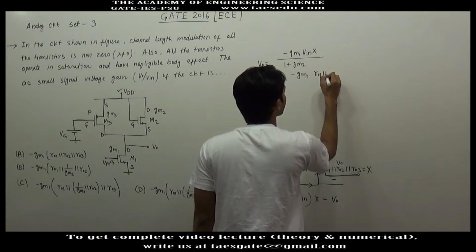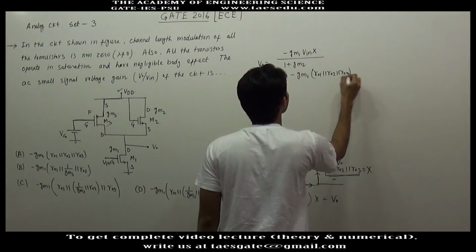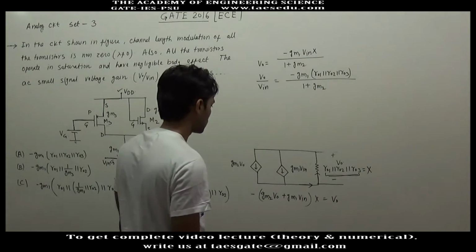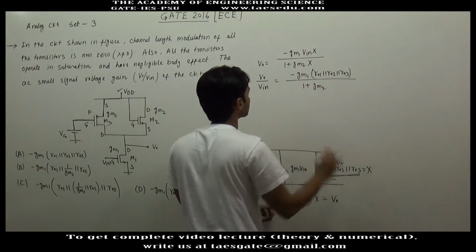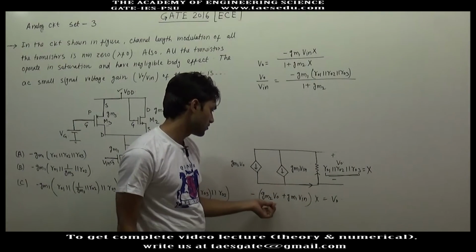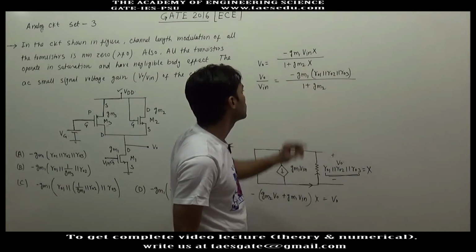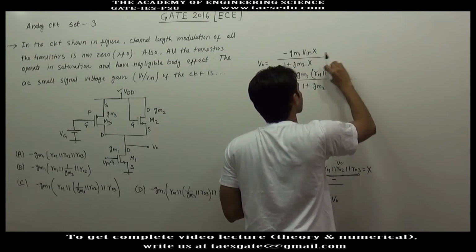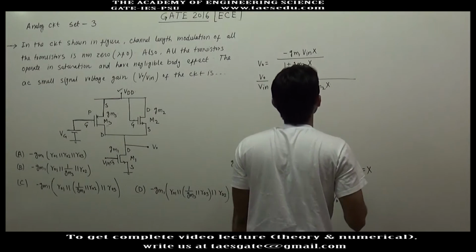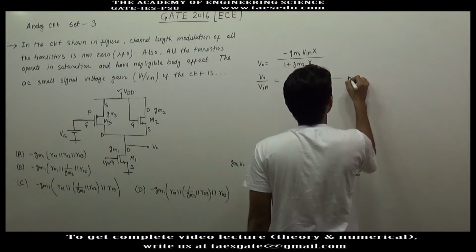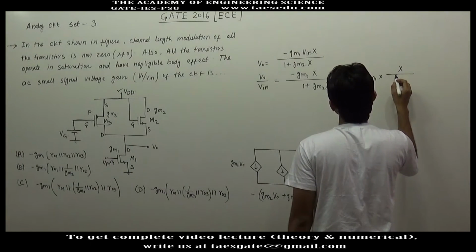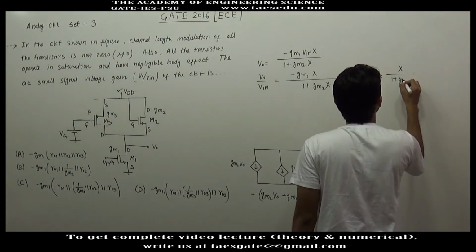X is R01 parallel R02 parallel R03 divided by 1 plus GM2. Here we will have X also. If you multiply, you will have GM2 V0 into X, and when you take V0 common, you will have GM2 into X. Let's take it as X only, the parallel combination of three resistances. So this will be minus GM1 into X divided by 1 plus GM2 into X.